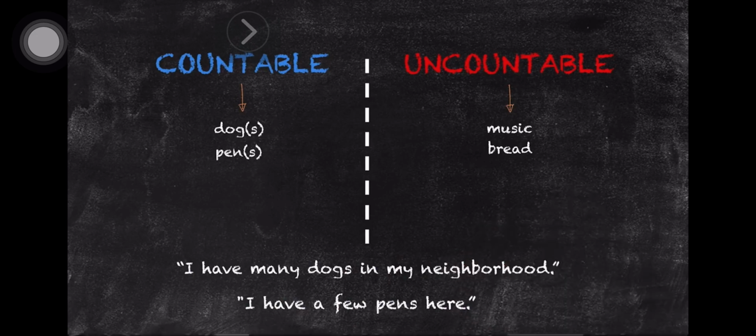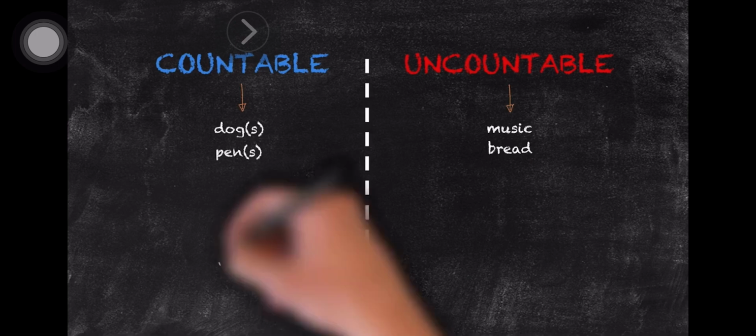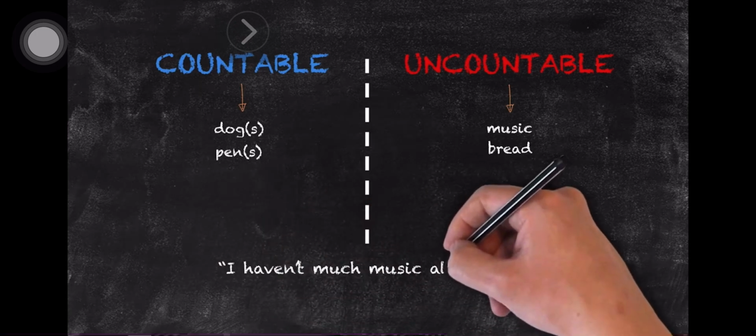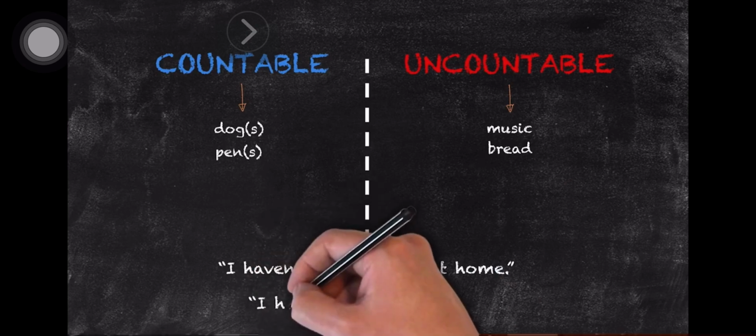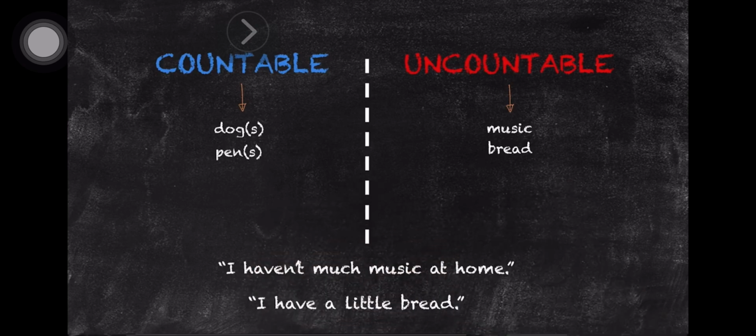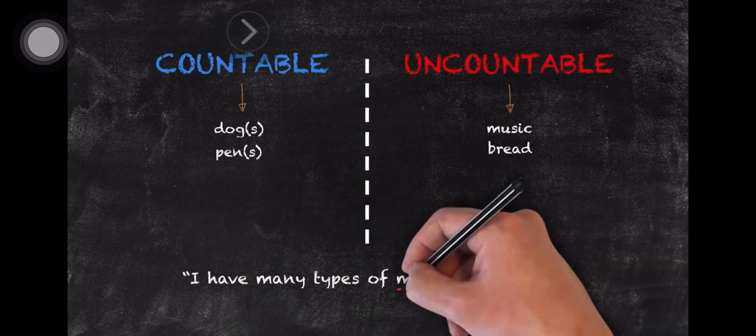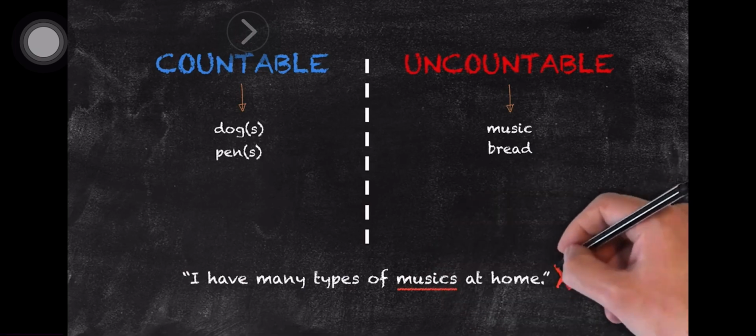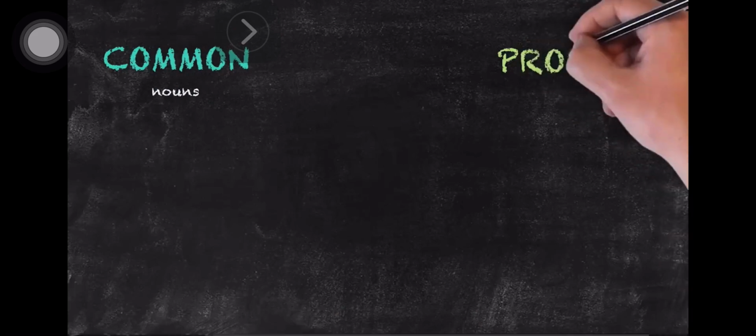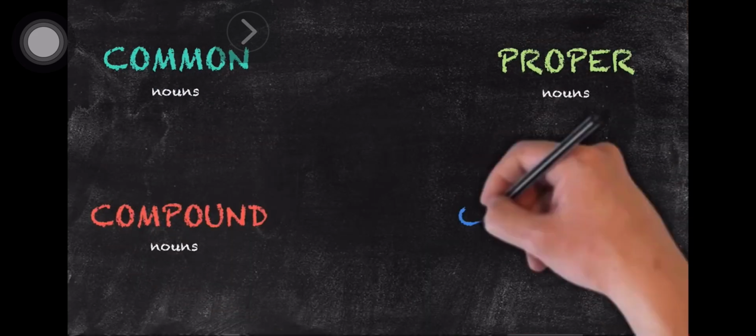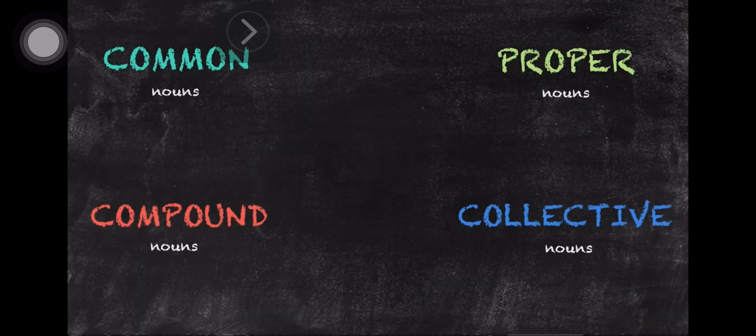However, if I want to talk about music or bread, I need to use words such as, I haven't much music at home, or I have a little bread. Uncountable nouns, we cannot normally pluralize them. For example, I cannot say, I have many types of musics at home. Further subcategories of nouns include common nouns, proper nouns, compound nouns, and collective nouns.